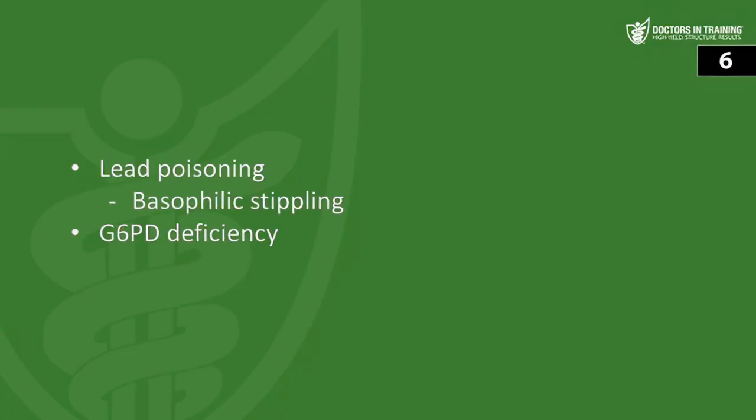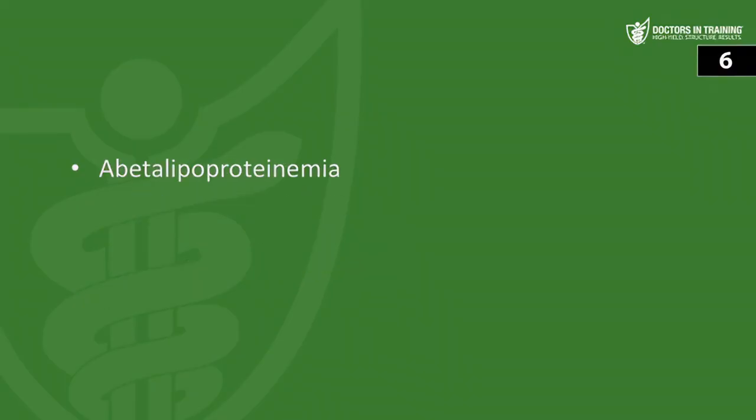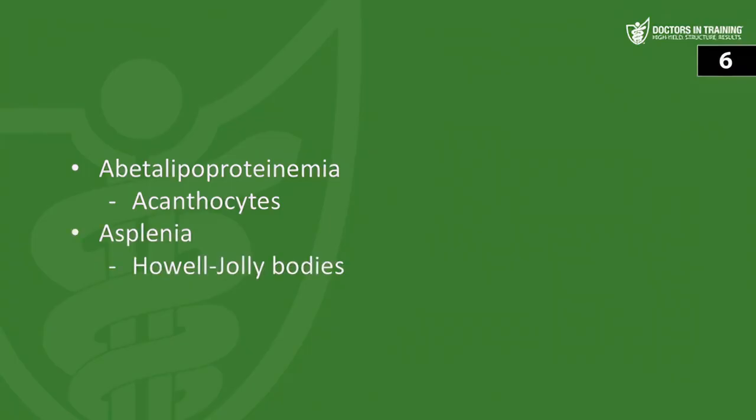So with lead poisoning, you see red cells with basophilic stippling. With G6PD deficiency, you might see bite cells and also Heinz bodies within the red cells. With DIC, you're going to see schistocytes. With abetalipoproteinemia, you're going to see acanthocytes, which are also called spur cells. And with asplenia, you might see Howell-Jolly bodies and also possibly target cells.